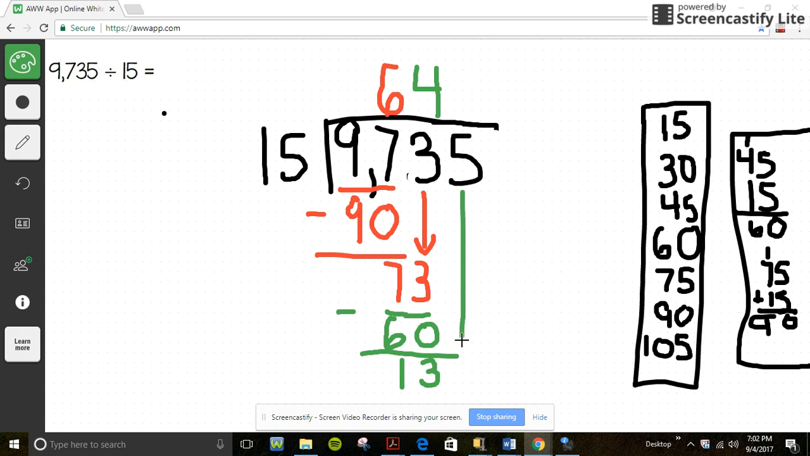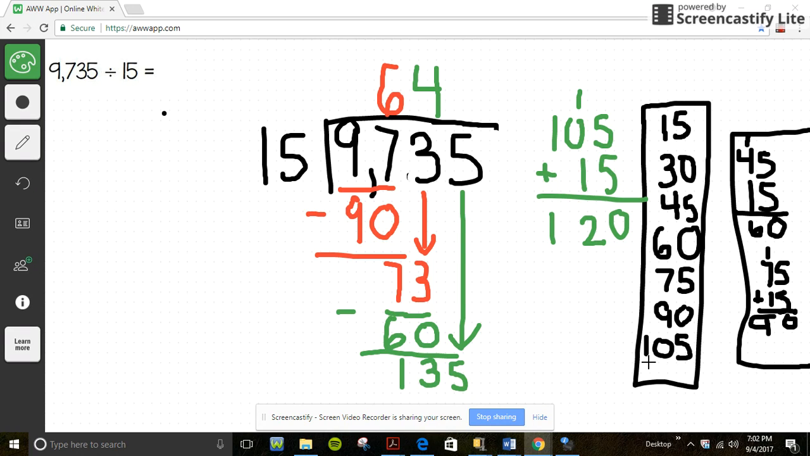And then we're going to bring down our very last one, which is 5, which makes it 135. As you can see over here, I didn't skip count enough. So what I do need to do is continue my skip counting. So I take my 105, and my parking lot's pretty full, so I'm going to put it right over here, not in with my working out of my problem over here. 105 plus 15 is going to be 120. So we're going to put that in there.